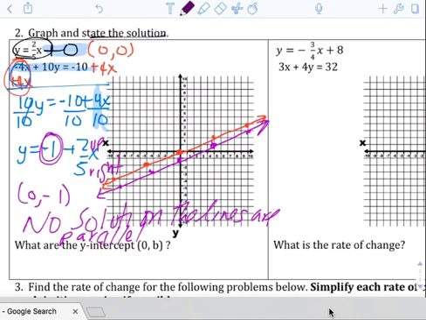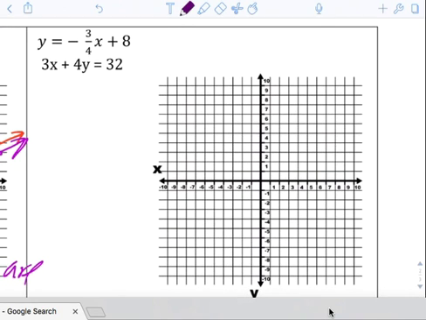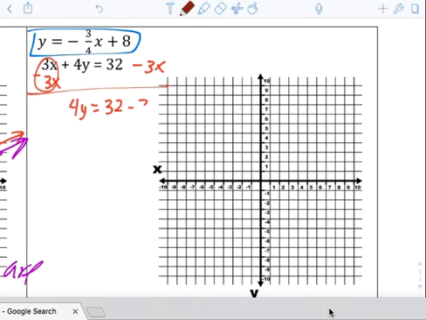What's the y-intercept for which one? The y-intercepts are 0, 0, and 0, negative 1. Again, I can graph this one. I'll let you graph it. A lot of students are having trouble with the bottom one. Before you can graph, you need a minus 3x, minus 3x. 0 plus 4y is 4y equals 32 minus 3x. Divide by 4. Y equals 8 minus 3 over 4x.